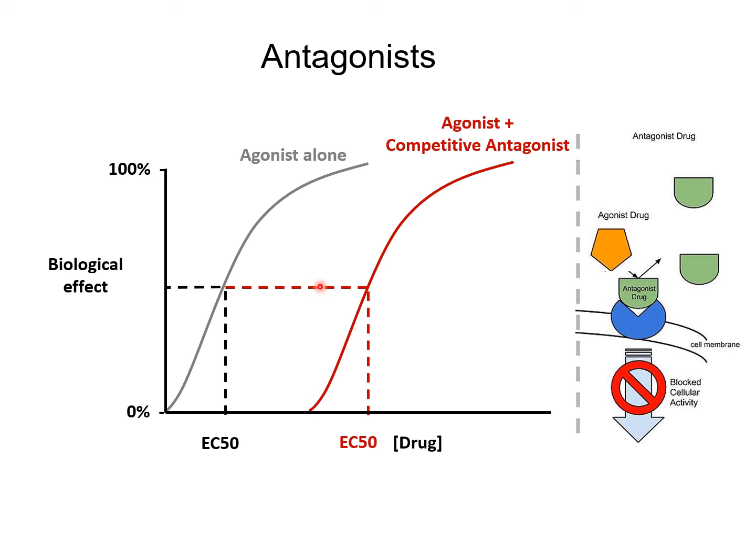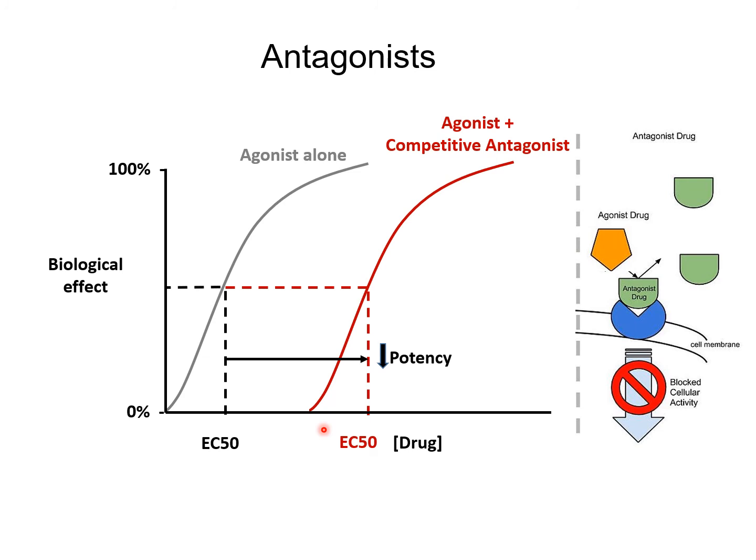So for example, when an agonist is in the presence of a competitive antagonist, we need higher doses of that drug to get half of the maximum effect, which is this new EC50. So therefore, what is happening is that this competitive antagonist reduces the potency of an agonist.